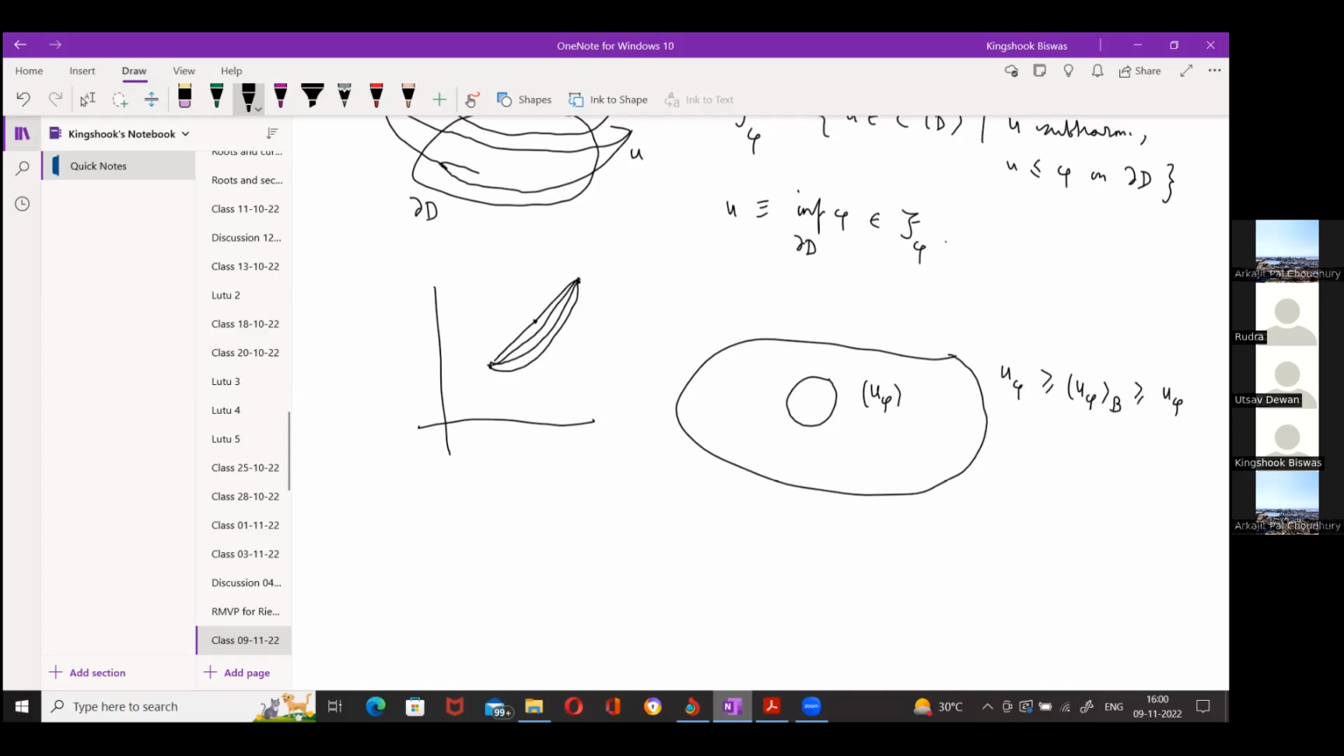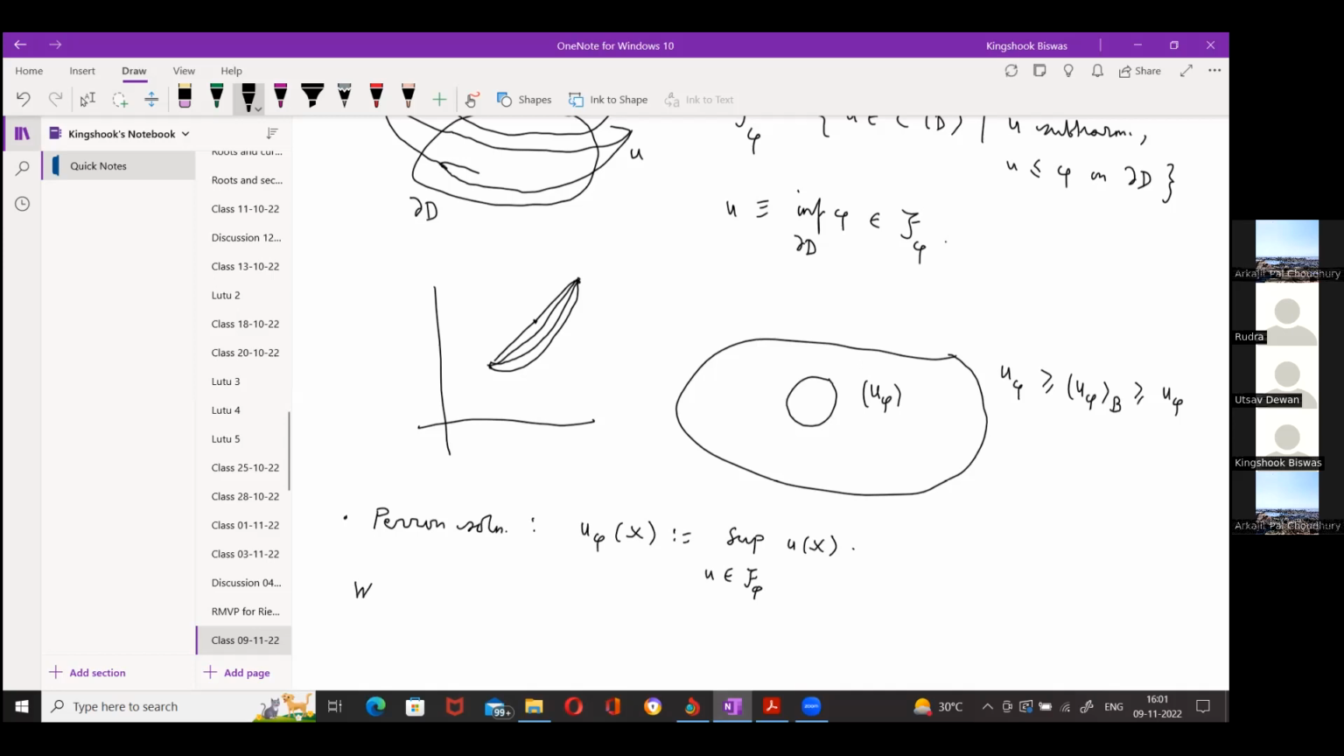Kingshuk? Yes. Can you summarize a bit about this last part? What is the target at this moment using this Perron family? Okay, fine. We've defined the Perron solution, which is given by taking pointwise the supremum over the Perron family. So u sub phi of x is the sup over u in F phi, in this Perron family, of u of x.